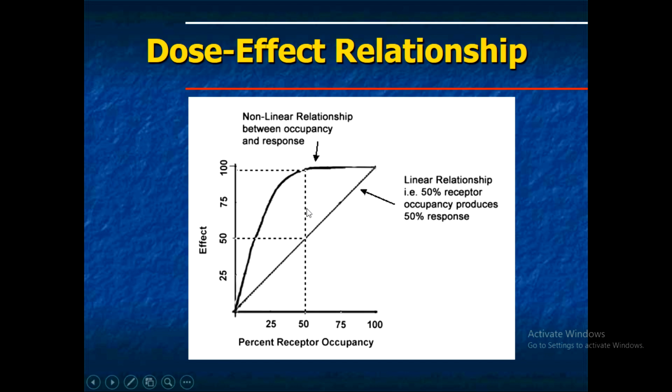Now, this one is showing a linear relationship and the other is a non-linear relationship. But actually, what happens in humans or in biological systems is a non-linear relationship. Okay, and we'll look at why it's a non-linear relationship. If it's a linear relationship, then it means that when 50% of the receptors are occupied, then we should get 50% of the response. You get it? That's what the linear relationship is. So in humans, we don't have that ideal system. Okay, so we'll look at that as we continue.